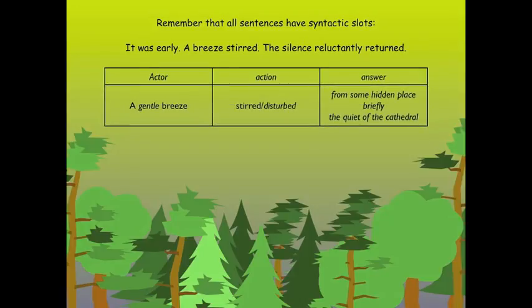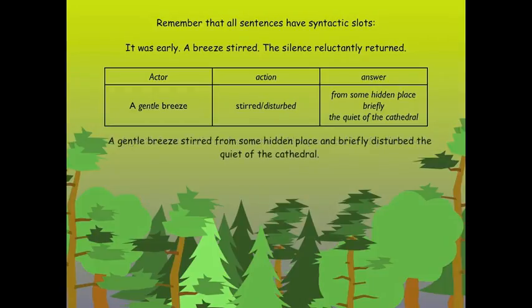So we're going to make the breeze gentle. We're going to add an action, and we're going to add some answers. So we begin with a breeze stirred. Now it's a gentle breeze stirred. It's stirred from where? From some hidden place. So you keep that action close to that answer. But it also disturbed. How did it disturb? Well, briefly. And what did it briefly disturb? The quiet of the cathedral.